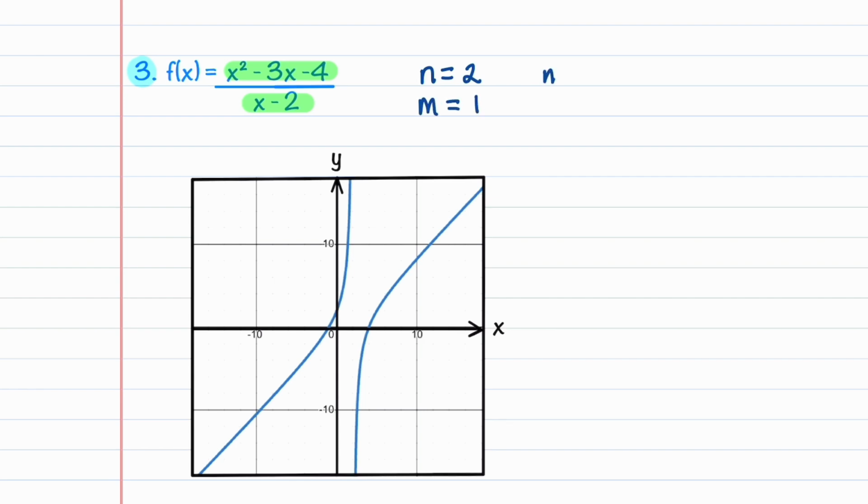And we see that n is greater than m. And when that happens, we have no horizontal asymptote. And you can see in our function graphed right down here that there is indeed no horizontal asymptote. This function has what's called a slant or an oblique asymptote instead of a horizontal asymptote.